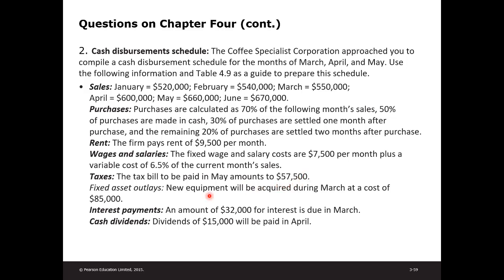Okay. Then we have the tax bill to be paid in May, amounting to $57,500, which is one amount in 1 month only. Then we have fixed asset outlays. New equipment will be acquired during March at the cost of $85,000, which is also one payment. Then we have an interest payment of $32,000 due in March, which is also one payment in March. And last, we have dividends of $15,000, which will be paid one time in April. Okay, let's see the answer together.